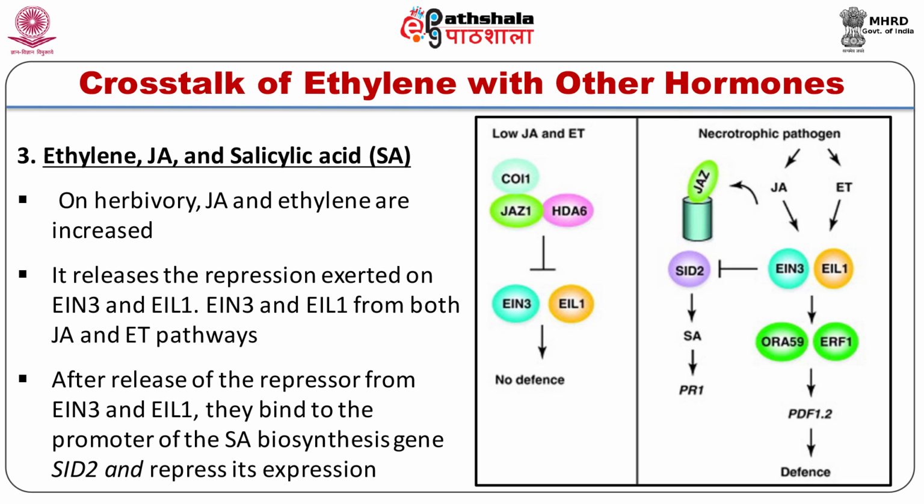However, ethylene negatively regulates salicylic acid signaling. As mentioned earlier, after release of the repressor from EIN3 and EIL1, they bind to the promoter of the salicylic acid biosynthesis gene SID2 and repress its expression, and subsequently impair salicylic acid biosynthesis and expression of pathogenesis related protein PR1. Now to summarize, ethylene is an important plant hormone.